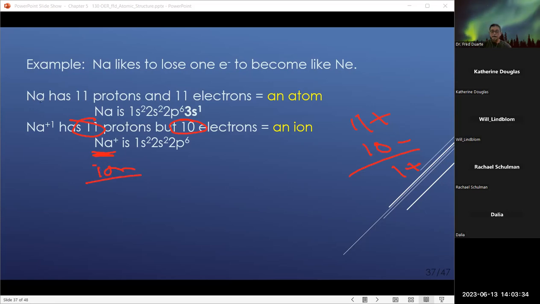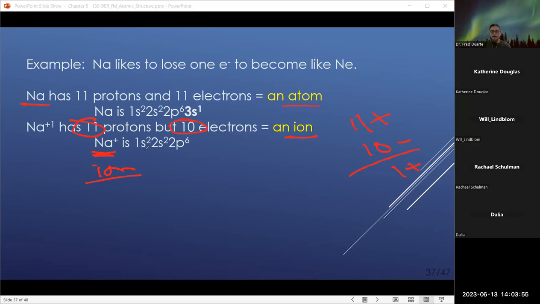This is the sodium element with no charge, the atom. When it loses an electron, it becomes an ion. And the ion is what you put on your French fries. That's what you're shaking in there, sodium chloride. You're looking at the ion.